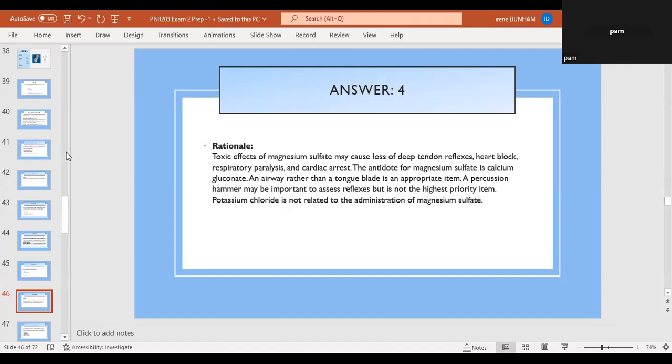It can actually cause heart block, respiratory paralysis, and cardiac arrest. So the antidote for magnesium sulfate is calcium gluconate. Okay? Again, all the other ones probably nice.